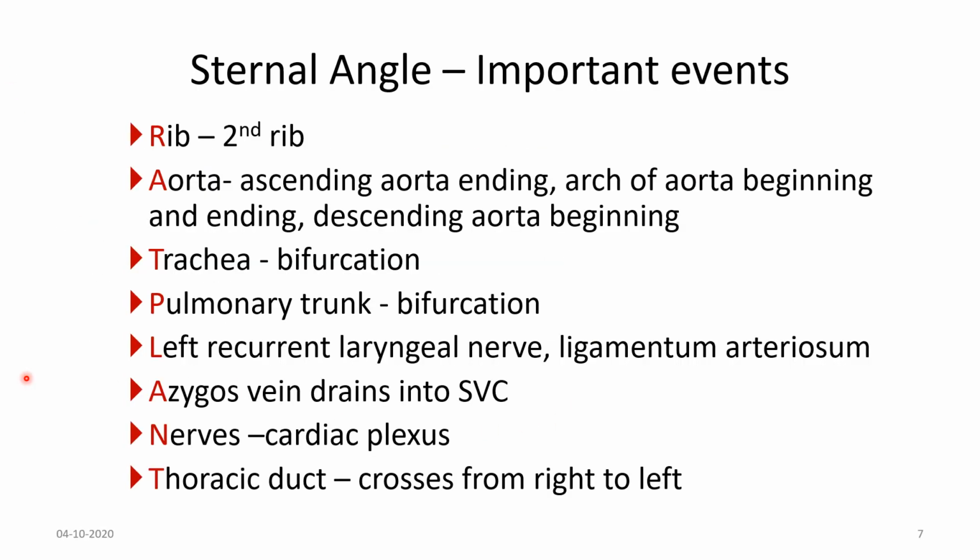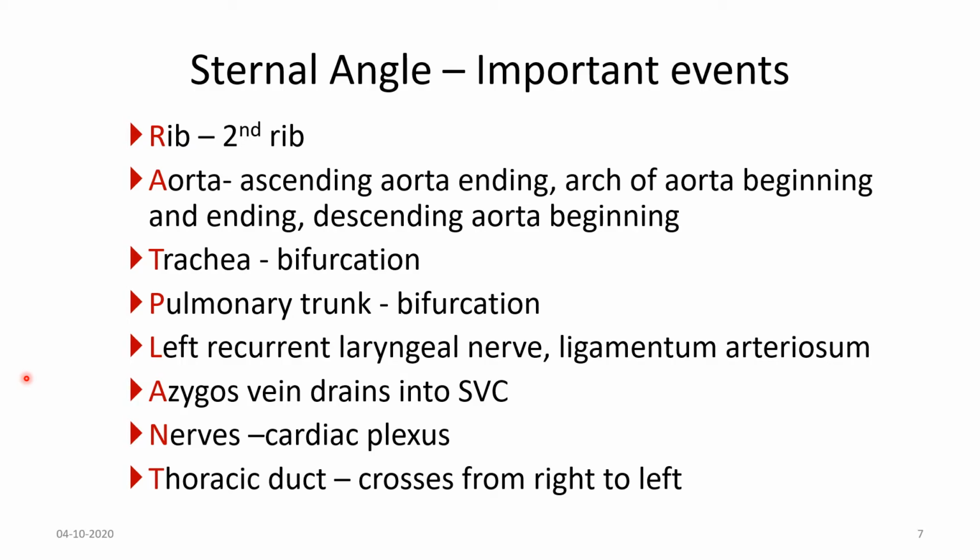The important events that take place at the sternal angle can be summarized in the mnemonic Rad-Bland, of which the R stands for the rib. The second rib corresponds to the sternal angle, as the costal cartilage of the second rib articulates with both the manubrium and body of sternum at this point. This is used as a landmark for counting the ribs.